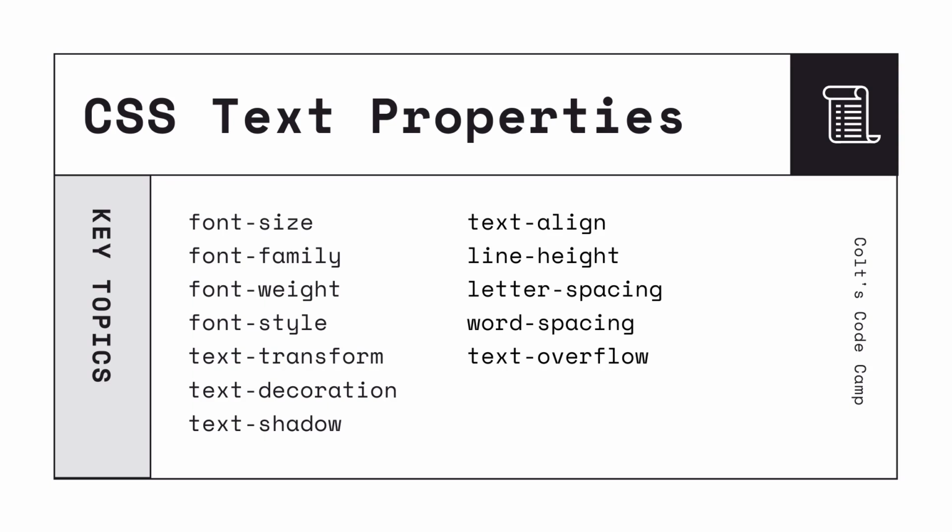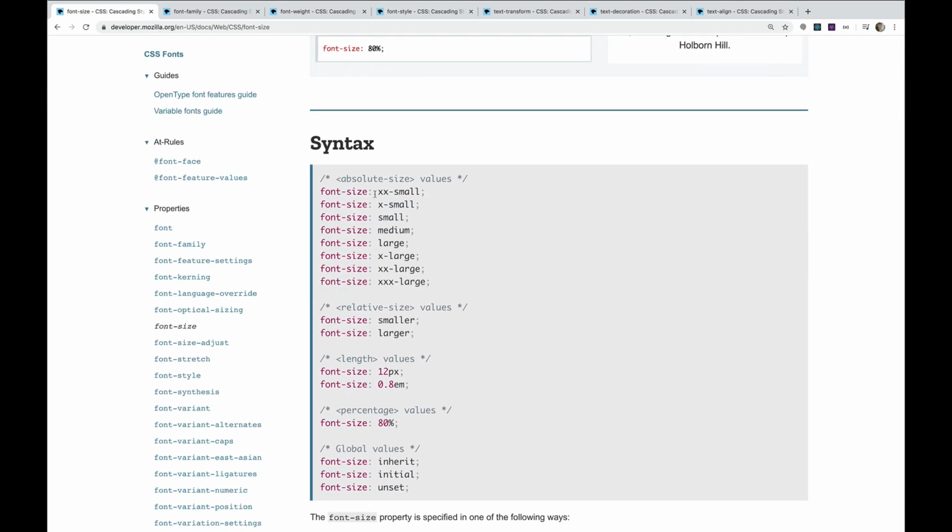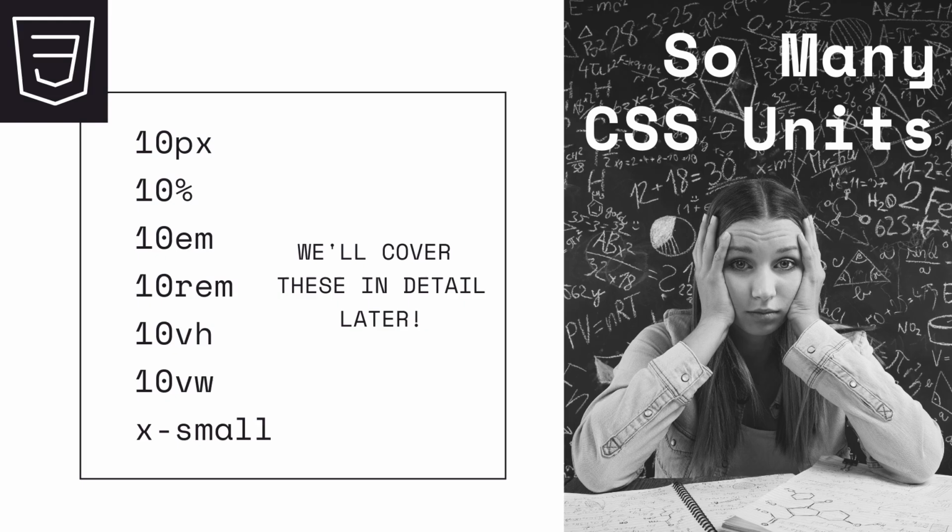Here we go. So the first property we'll take a look at is font size. It's pretty self-explanatory. It is going to change the font size of whatever you're selecting. Now, what is not very self-explanatory are the multitudes of potential units that we can use to measure fonts.